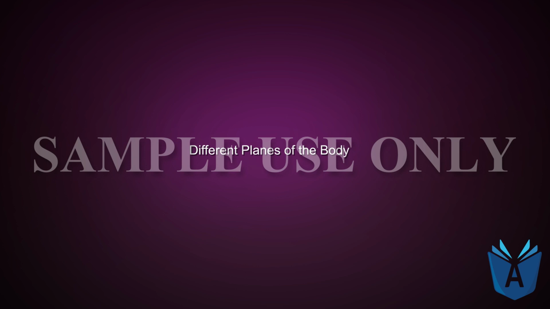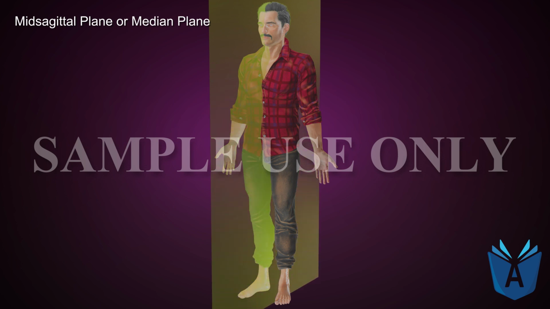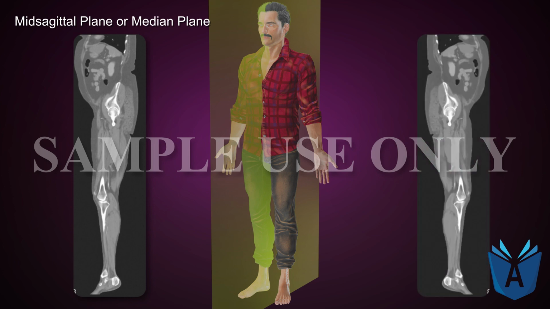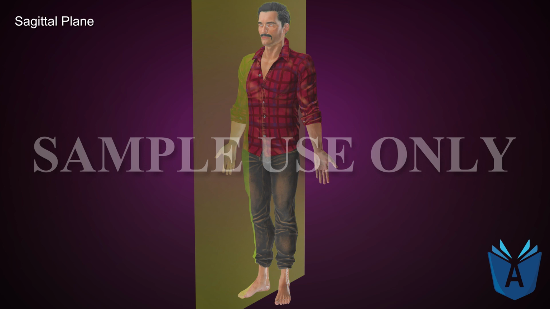Different planes of the body. Mid-sagittal plane, or median plane, passes through the center of the body. The body is divided into two equal halves, right and left. Sagittal plane, any longitudinal plane which is parallel to the mid-sagittal plane.